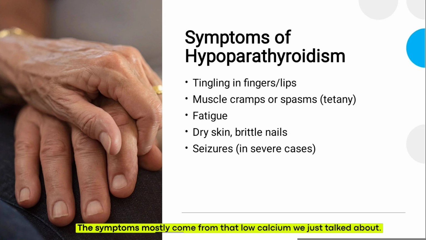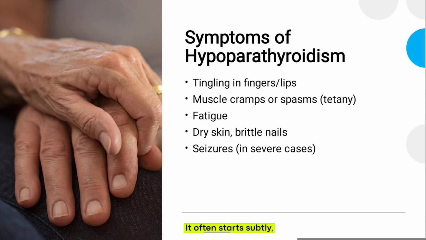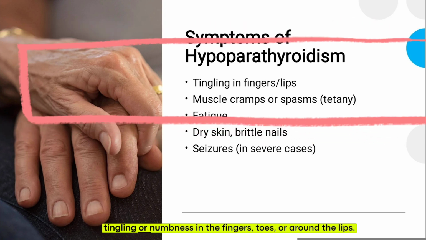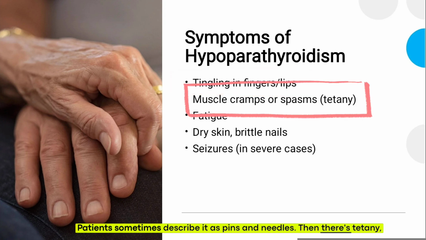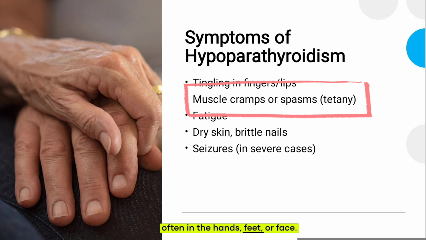The symptoms mostly come from that low calcium we just talked about. It often starts subtly, tingling or numbness in the fingers, toes, or around the lips. Patients sometimes describe it as pins and needles. Then there's tetany, that's the medical term for painful muscle cramps and spasms, often in the hands, feet, or face. These can come and go or last for hours.